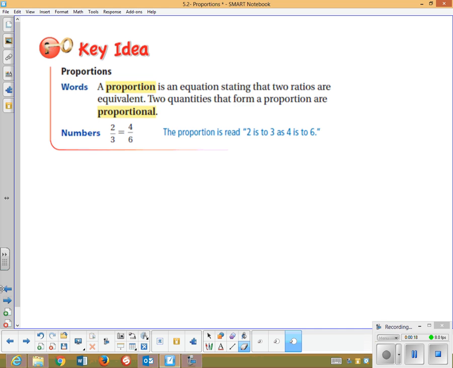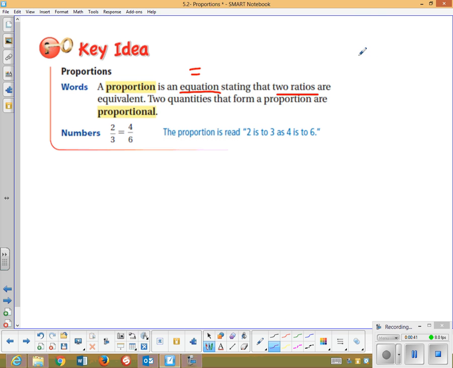Okay, let's go ahead and get started with some key ideas. I'm going to talk about two on this page. First, we're going to talk about what a proportion is. A proportion is an equation. And remember, when we have an equation, you need to have an equal sign, stating that two ratios. So it's an equation with an equal sign that has how many? Two ratios.